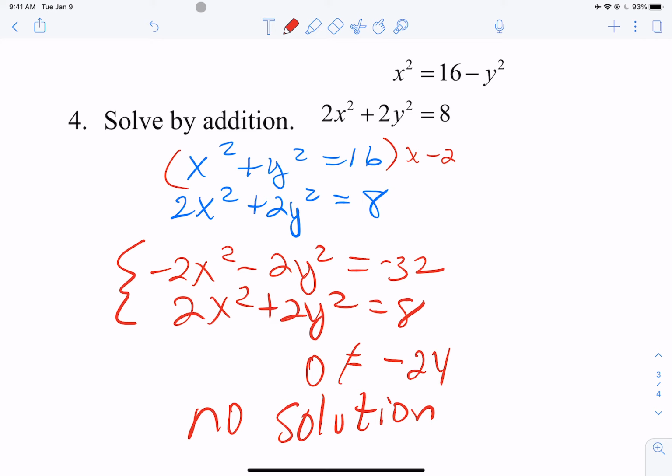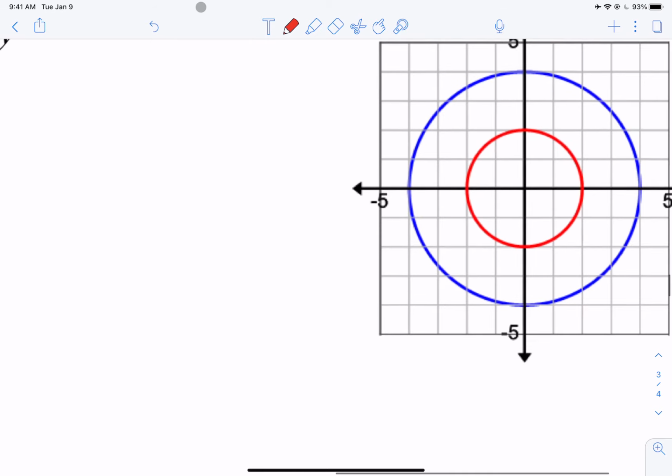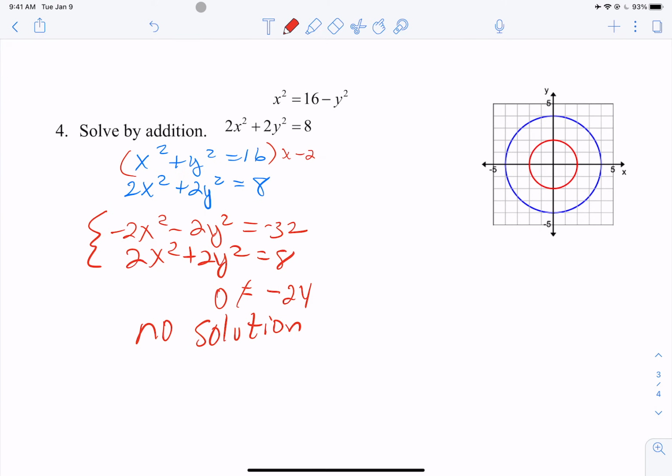The top one is actually a circle with radius 4. The bottom one is a circle with radius 2. They both center at 0, so there's no way that they're going to meet. See how the one has a radius of 2 with center 0, 0, and the other has a radius of 4 with center 0, 0. They don't touch. So it makes sense that when we try to solve for a common solution, something funky like that would happen. If you get a nonsense equation, a non-equality, 0 is not going to equal negative 24, then you want to stop. Any questions about number 4?